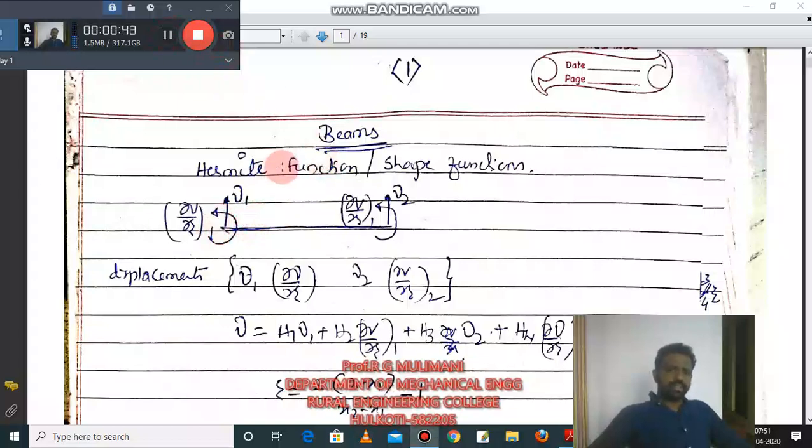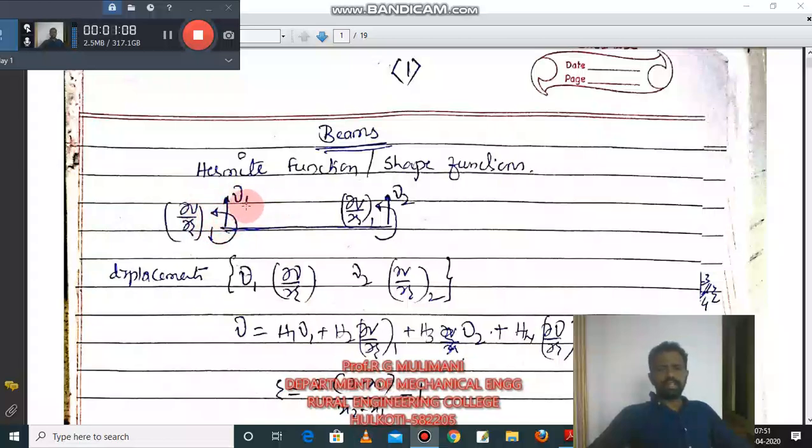Shape functions for the beams are also called the Hermite functions. It is a new word, Hermite functions. Shape functions for the beam element are called the Hermite shape functions. As I already told you, they are used to find the displacement at any point within the beam element with the help of nodal displacements.